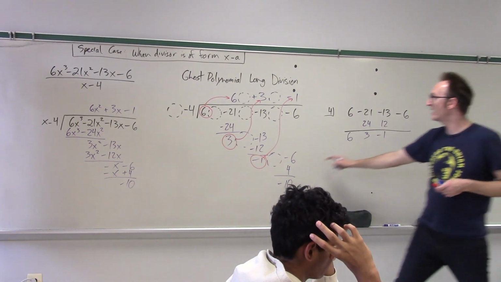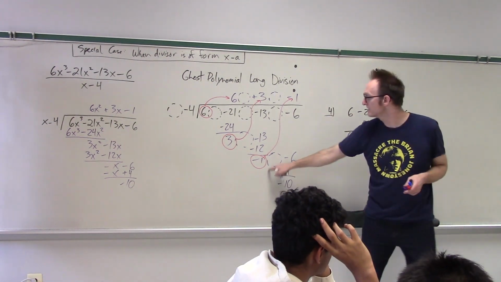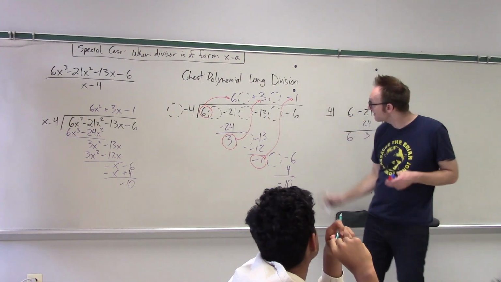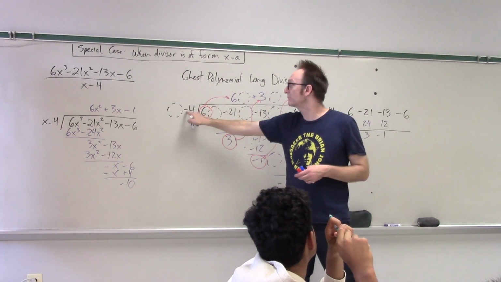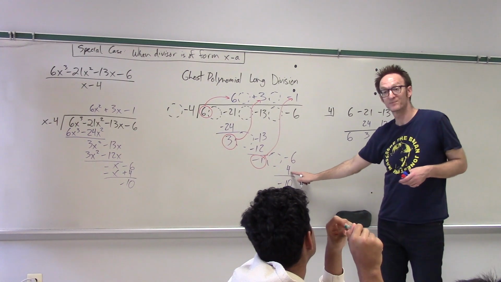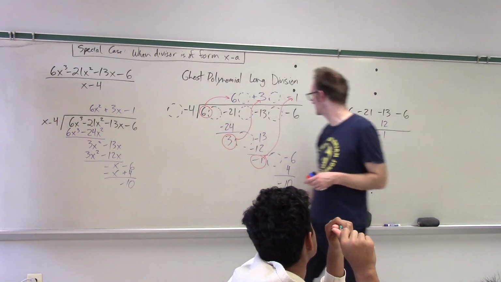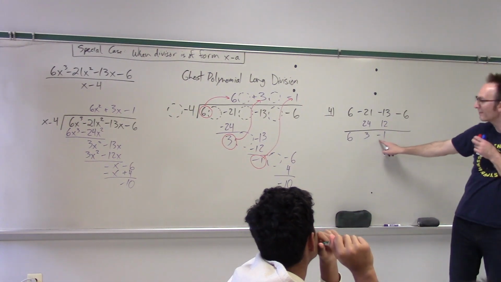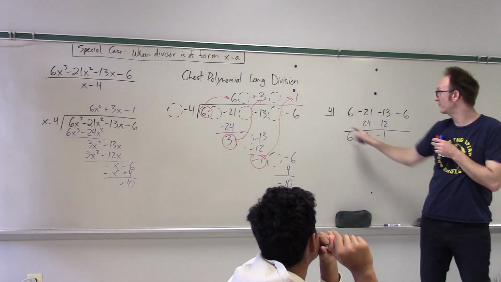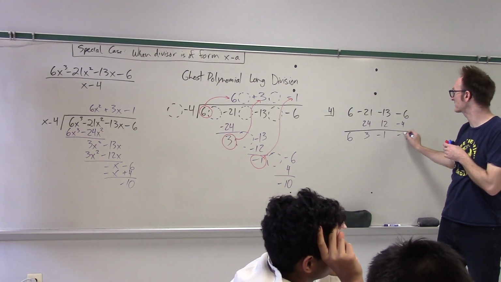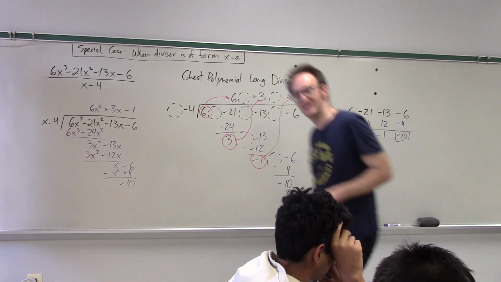And then what am I supposed to do with that negative 1? Send it back up to be the next coefficient in my quotient. And then I multiply that negative 1 by negative 4, which gives me 4. And then I subtract that from negative 6. Well, instead of multiplying negative 1 by negative 4 and subtracting it from negative 6, I'm going to multiply negative 1 by positive 4 and add it to negative 6, which gives me negative 10.